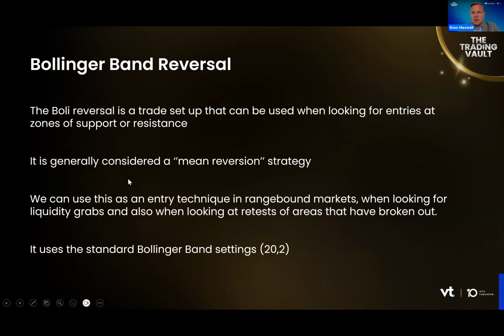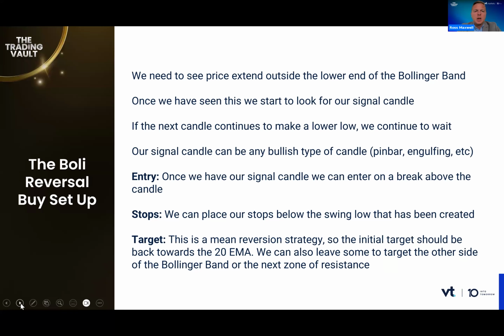We can use it for identifying those liquidity grabs. The only real indicator that you need is the standard Bollinger Band with standard settings of 20, 2. It will have a mid-Bolly band as well, so you have the upper band, the lower band, and a mid band. And the mid band is not exactly the 20 moving average, but it's very, very similar to a 20 moving average. Okay, so the Bolly reversal buy setup.